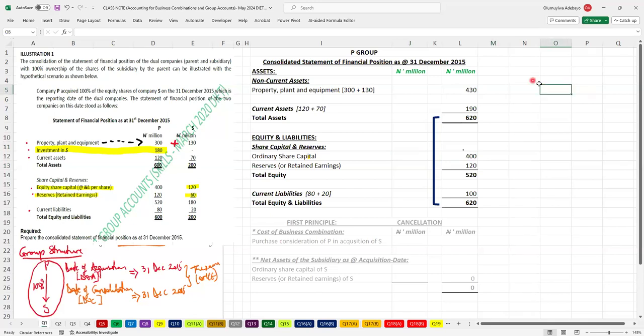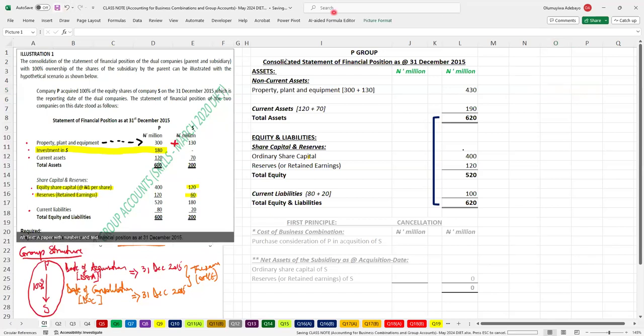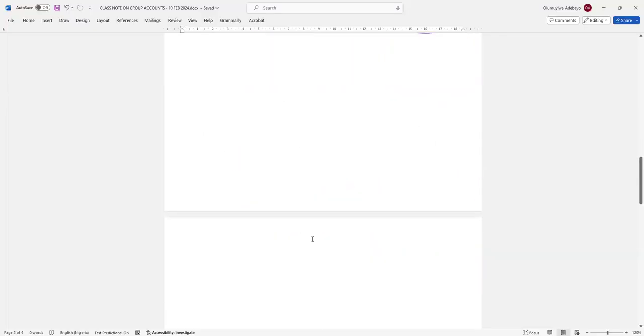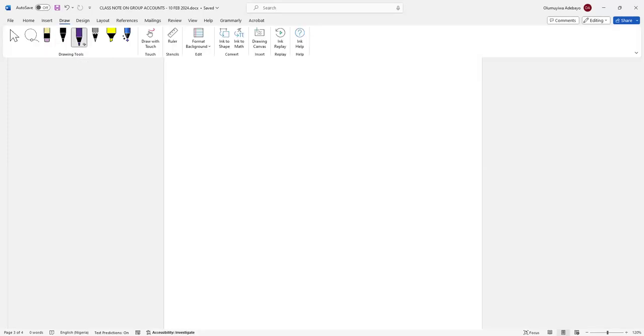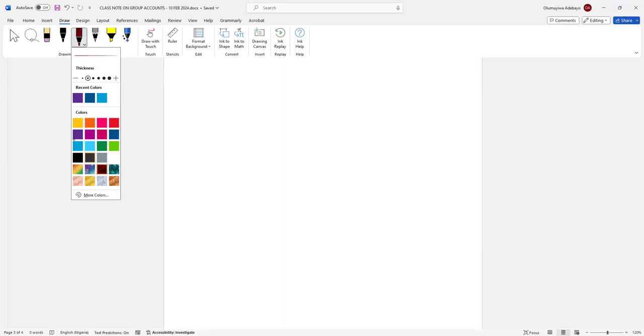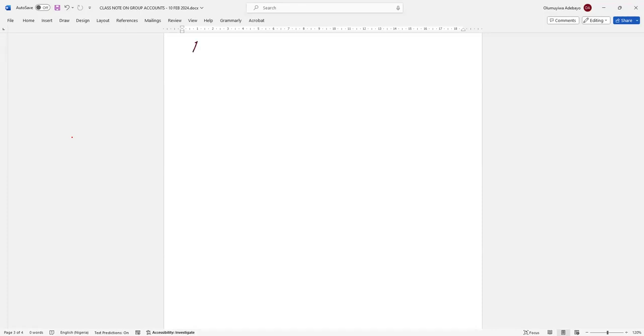Okay, now let us go back to our slide. That's our notebook. Now, in our notebook, let's go back to the first accounting question. We said assets equals equity and liability.